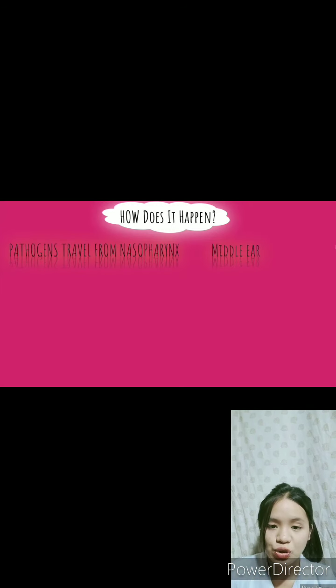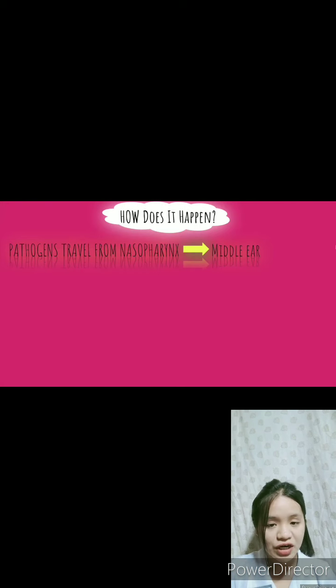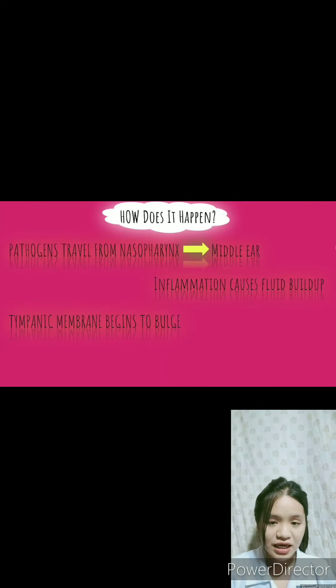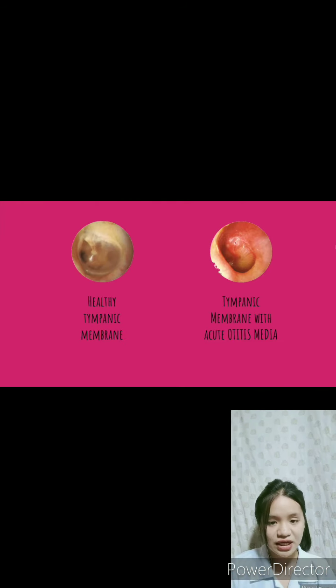Our auditory tube connects the nasopharynx of the throat to the middle ear. Pathogens from the upper respiratory system travel to the middle ear through the pharyngotympanic tube, and this causes inflammation, fluid, and pus to build up in the inflamed middle ear. Then pressure from the fluid and pus will cause the tympanic membrane, also known as the eardrum, to bulge into the external auditory canal, and this is what causes pain and trouble hearing.